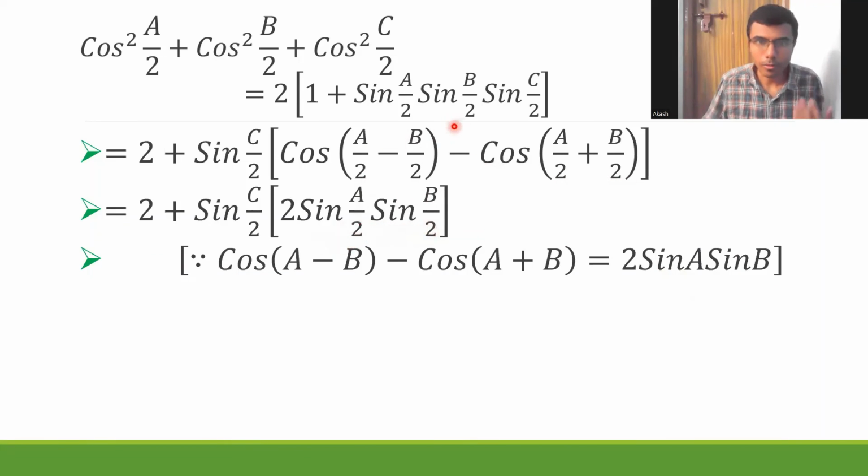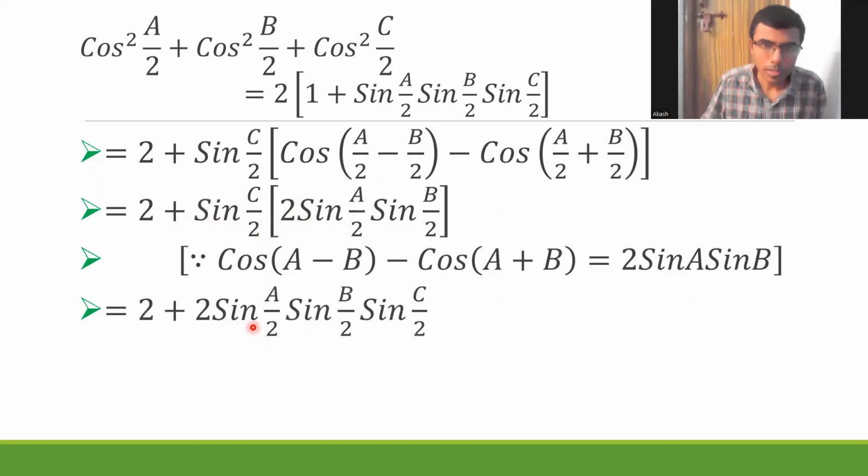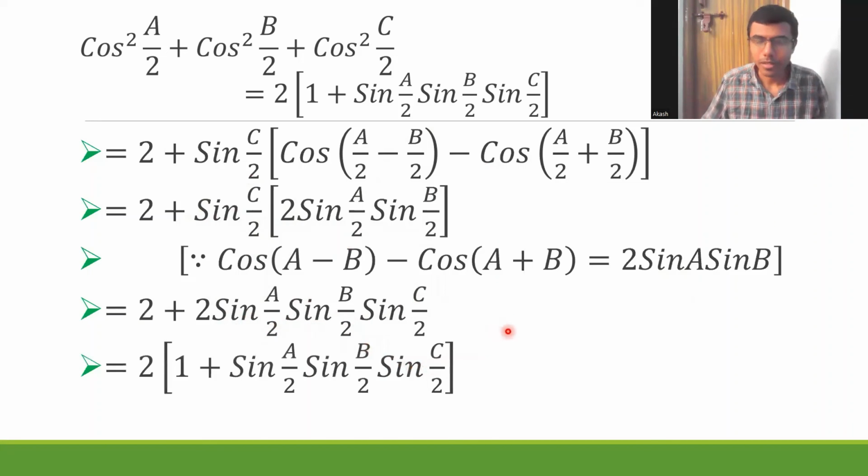Now see, we're almost there to our target. So just multiply this and bring the constant to the front. So this would be nothing but 2 plus 2 sine A by 2 sine B by 2 sine C by 2, and take 2 common in these two terms. That's it. We have achieved what we wanted.